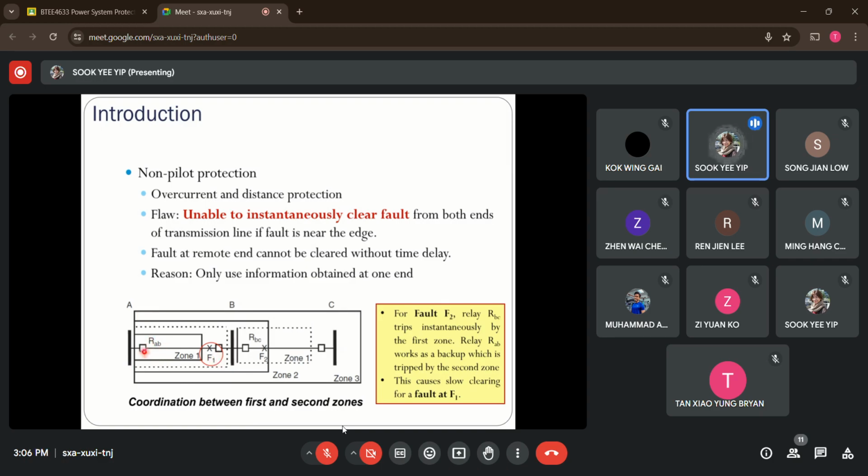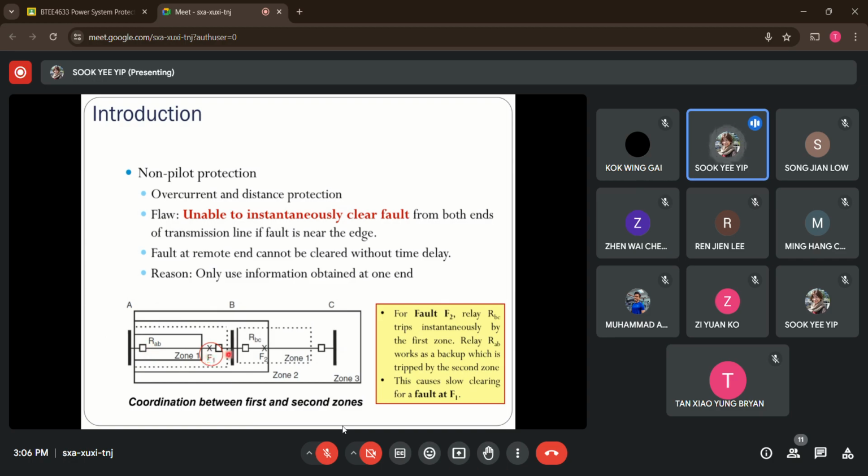So if I have this fault occur, you can see, right, that this distance relay that is located at terminal A is unable to cover it as a primary protection. Why? Because it's outside the zone of protection. But for whatever fault that occurs within, let's say here is 80% of the line, yes, it's no issue. So it can be cleared by its first zone of protection.